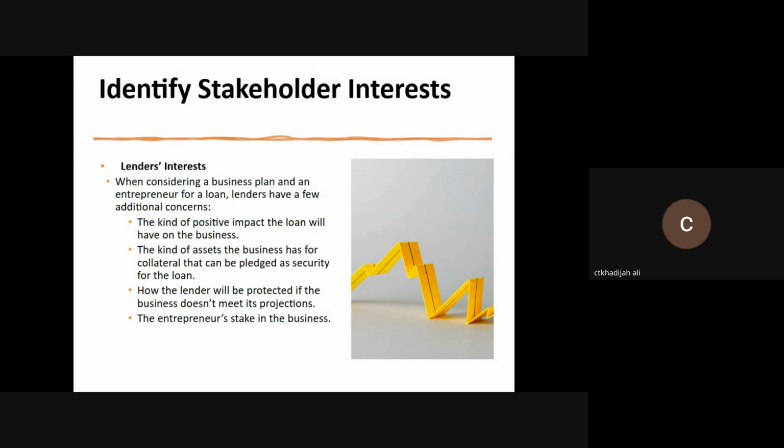The kind of asset the business has for collateral that has been pledged as security for the loan. In case you are having a problem with your business, do you have any asset that the banks or the lenders can take in exchange? That's it. How the lender will be protected if the business doesn't meet its projection. Usually the bank will ask for this. And the entrepreneur's stake in the business.